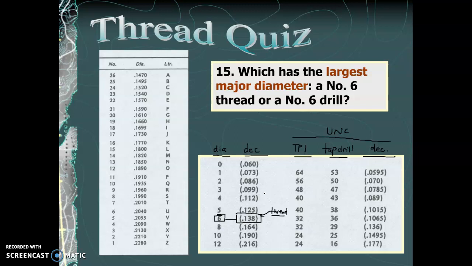This is from the chart for different size threads. This chart over here, again, the title up at the top has been cut off, but this is the chart for the drill sizes. These are all the drills. And a number 6 drill is right there, and we can see it has a diameter of 0.2040. So obviously 0.2040 is going to be bigger than 0.138. So it is the drill that is larger.